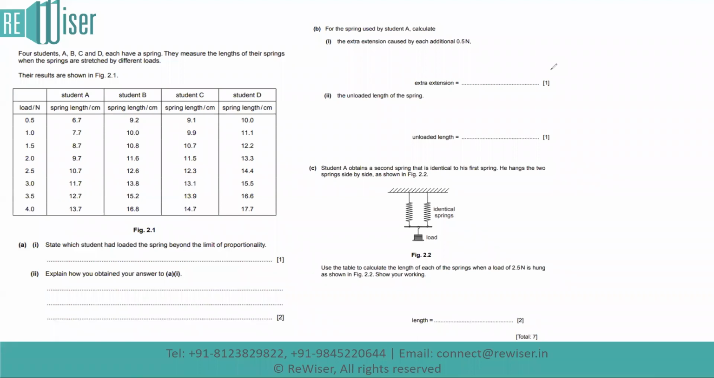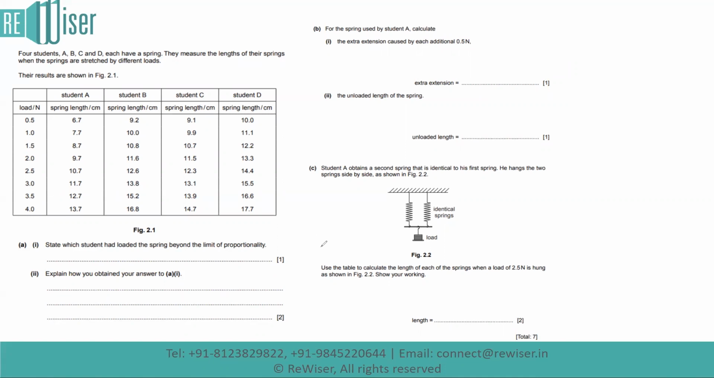Let's have a look at the next question. Four students, A, B, C, and D, each have a spring. They measure the length of the springs when the springs are stretched by different loads. These are the results. So for students A, B, C, and D, the spring lengths and the corresponding loads for which these lengths were measured were also given. State which student has loaded the spring beyond the limit of proportionality.